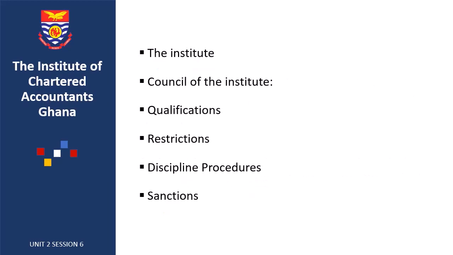Now, the Institute of Chartered Accountants, this is the structure of it or how it looks. First of all, the Institute of Chartered Accountants Ghana was established by an act of parliament, the Chartered Accountants Act 1963, Act 170. So this is the act that established it. Now it is a body corporate having perpetual succession and may sue and be sued in its corporate name. So when we talk about the institute, it has the power to sue and be sued in its name. So it is a body corporate with perpetual succession.